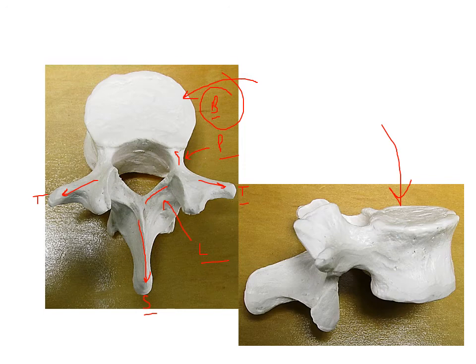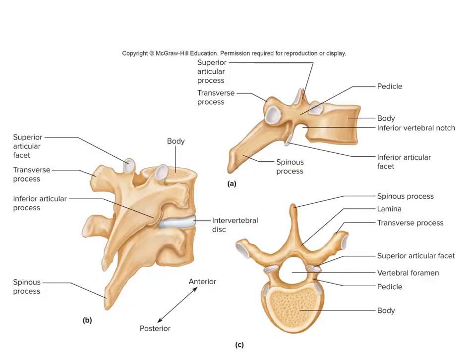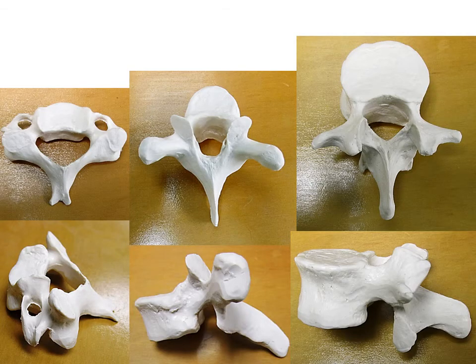These are pretty straightforward. All right, so spinous process, lamina, transverse process, pedicle, body. And then, of course, the vertebral foramen here. So this is a picture showing the same basic things. We'll talk about that. I'll let you look at this to study it.